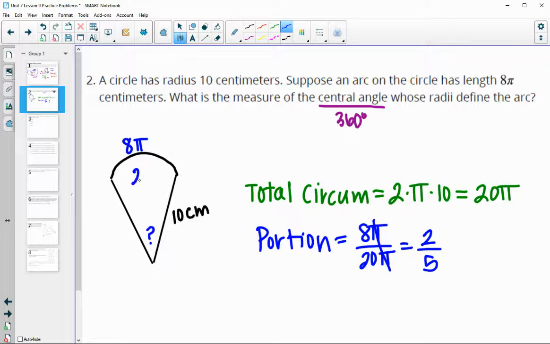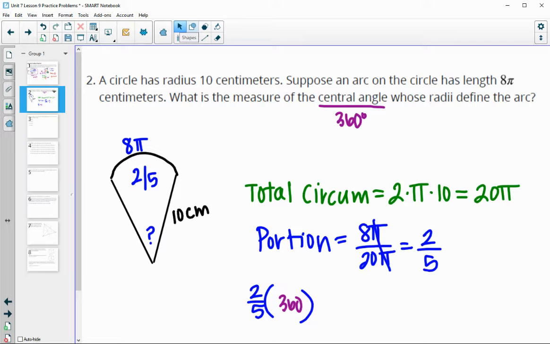Okay, so this is 2/5 of our circle. So then we'll want to use that and do 2/5 of the total degrees. So 2/5 of 360, and then you can just type that in your calculator, 2 divided by 5 times 360, and you will get 144 degrees.